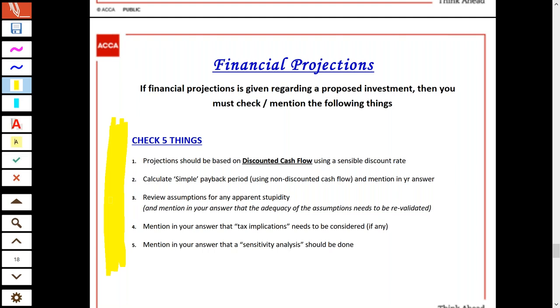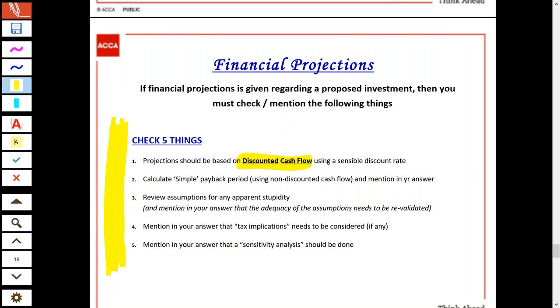Step number 1, you will see whether the projection is based on discounted cash flows using a sensible discount rate. For any multi-year proposal, multi-year meaning more than 1 year, 3 years, 5 years, 7 years, the projection has to be based on the discounted cash flow approach using a sensible discount rate. If the projection given to you in the exhibit is not based on discounted cash flow, that will be your first comment in the answer: the projection should be based on discounted cash flow using a reasonable discount rate.